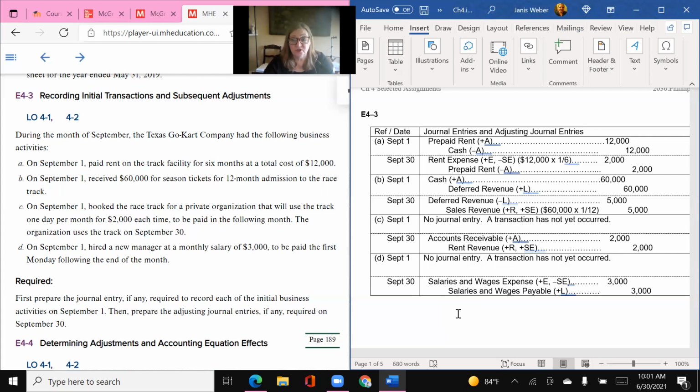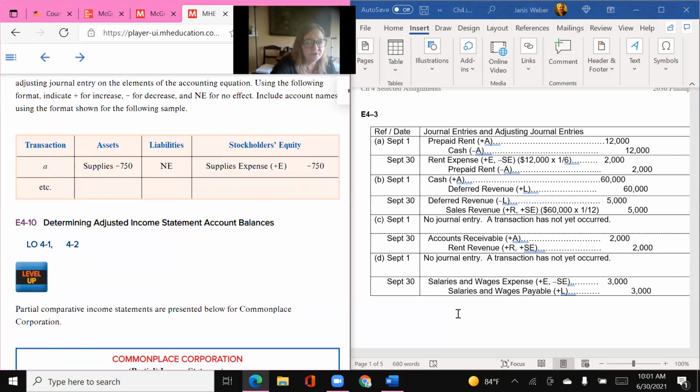So these journal entries showed us a little bit of deferrals and a little bit of accruals. All right, so that was E43. Let's just jump a little bit further to E416. Just scroll down here.